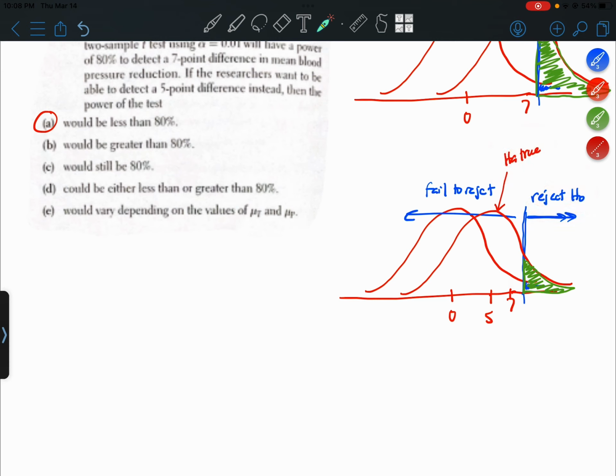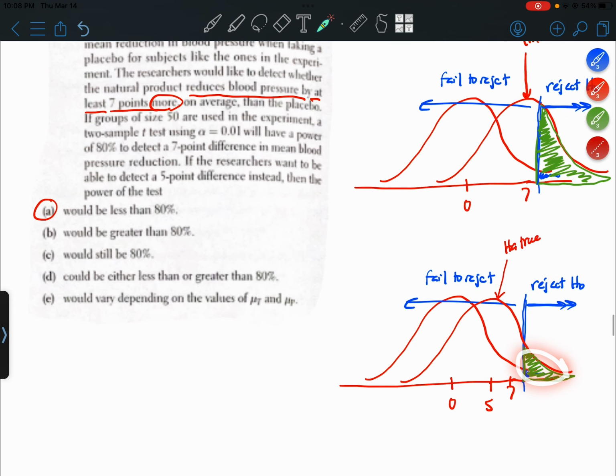Notice how this region is smaller than this one, right? So when 5 is the difference we're looking for, we have a lower power. If 7 is the difference we're looking for, we're going to have a greater power. So that was a long explanation to say that a smaller difference would result in less power.